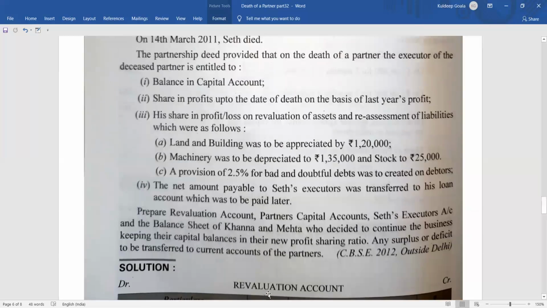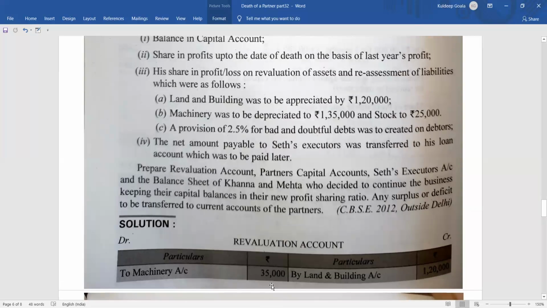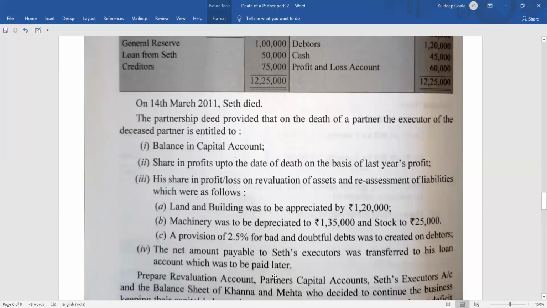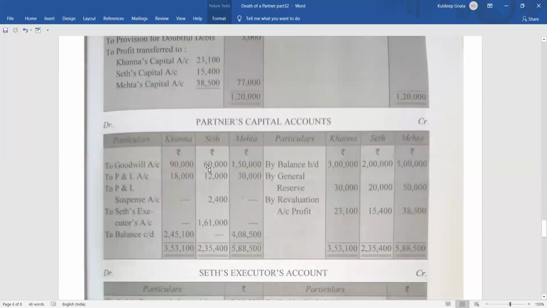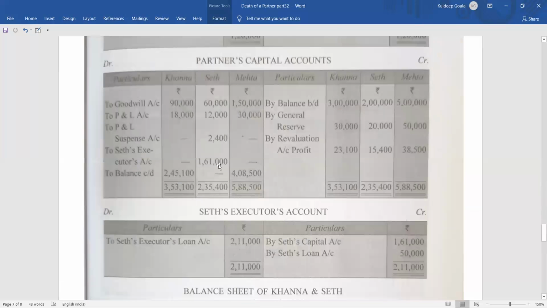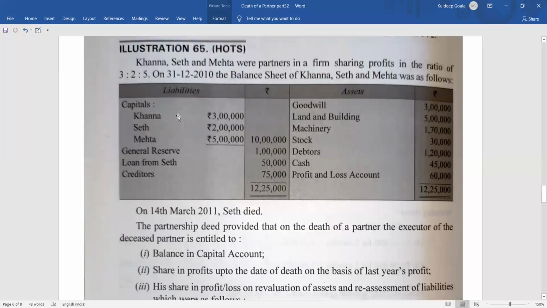First of all, remember, as I have told you earlier also, you can go with the complete sum, starting from the balance sheet and taking the opening balance of capital and then accumulated profit or reserve, whatever it is. Make all the formats: revaluation account, then partners' capital account, then executor account, and the balance sheet we can prepare later also, no problem.